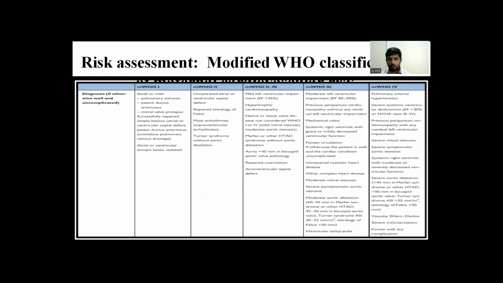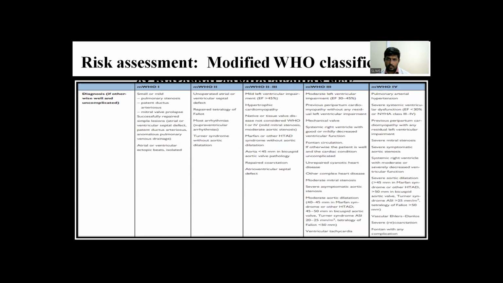So as I told earlier, this is the WHO classification in risk assessment of heart disease patients. So we have in WHO class 1 pulmonary stenosis, patent ductus arteriosus, mitral valve prolapse, and in WHO 2 we have tetralogy of Fallot and atrial or ventricular septal defect. And as we have already discussed WHO class 4.